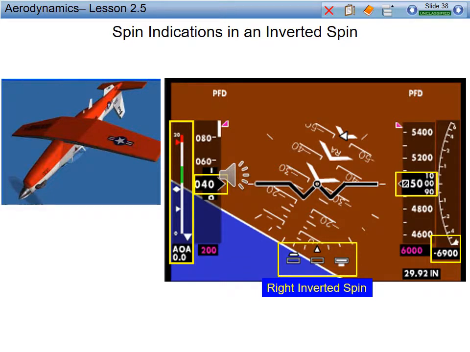Inverted is going to be slightly crazier. However, we're still going to have a stalled aircraft. The AOA is going to be reading zero. Airspeed is going to be stabilized around 40. Turn needle and balance ball are still going to be in the same position as in an erect spin. Altitude, can you guess? Altitude is going to be severely decreasing as you race towards the Earth. VSI is going to be the same thing, about 6,000 to 9,000 feet per minute.